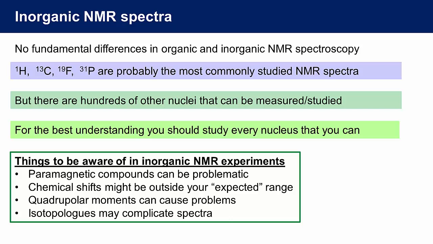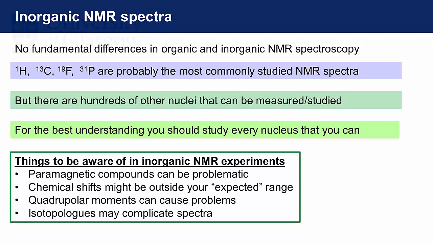Thirdly, any nucleus that has a nuclear spin value of greater than 1/2 also has a nuclear quadrupole moment, and this can cause a number of problems. Most importantly, it enhances line broadening and can make it difficult to even record a spectrum. We don't come across this problem much in the NMR of organic compounds, but there are plenty of nuclei with spin equal to or greater than 1 across the periodic table.